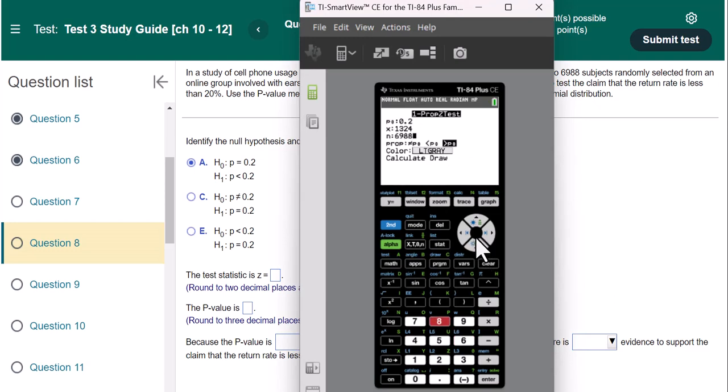And we are testing that p is less than. So here you pick the alternative sign. Very important to understand that. That's the alternative sign. And then you can hit calculate.